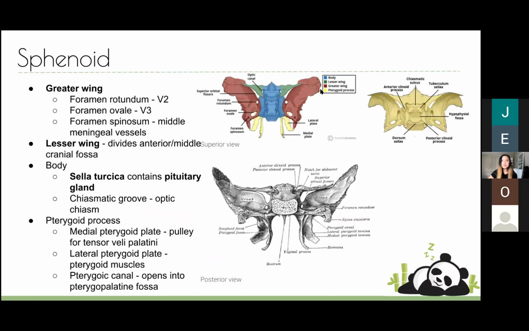You've got your greater wing, your lesser wing, your body, and the pterygoid processes. The main thing to know about the greater wing, I would say, would be the foramina. So you've got your superior orbital fissure between your lesser and greater wings. And then you've got your foramen rotundum, ovale, and spinosum, which is the little one. And we'll go through these a little bit more later as well. Your lesser wing divides your anterior and middle cranial fossas.